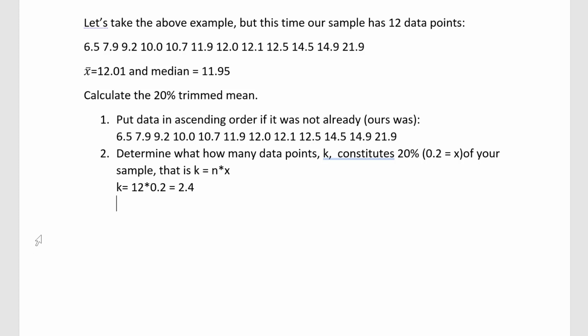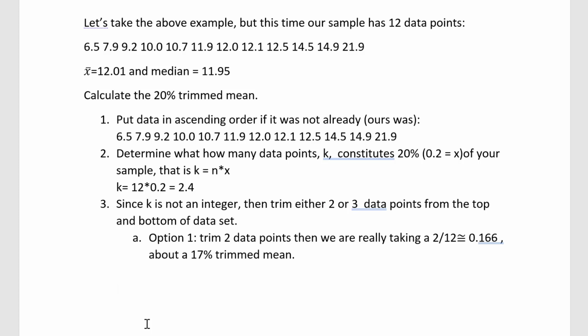So let's see how that looks. So again, since K is not an integer, we got that 2.4. I can either trim 2 data points from the top and bottom, or 3 data points from the top and bottom. So let's look at option 1. If I trim 2 data points, then what trimmed mean am I really getting? Well, I would take 2 divided by 12 to find that percentage. 2 divided by 12 is about 17. So if I trim off 2 data points from the top and bottom, that's a 17% trimmed mean.